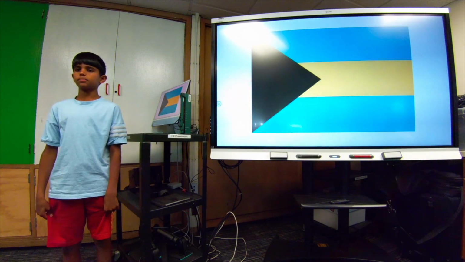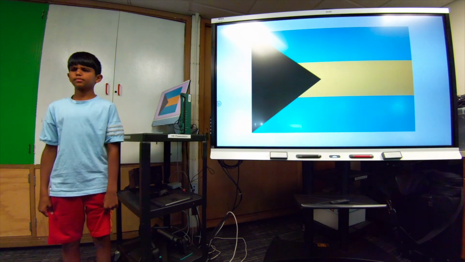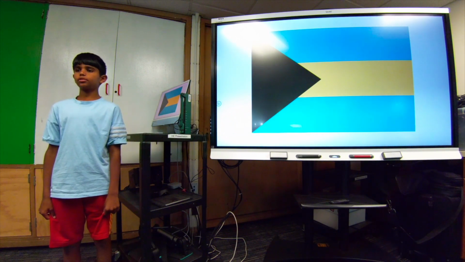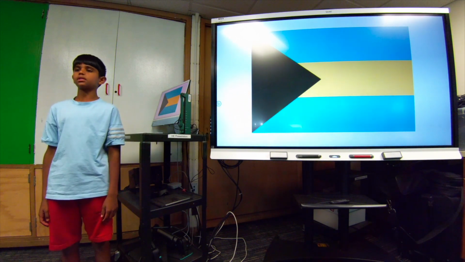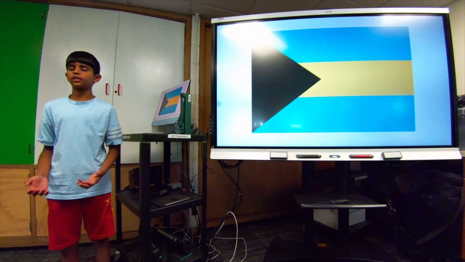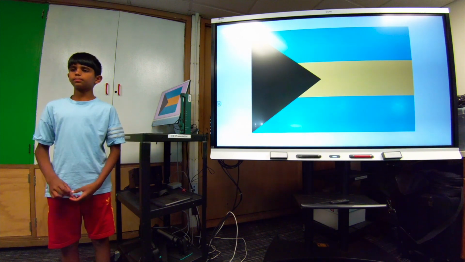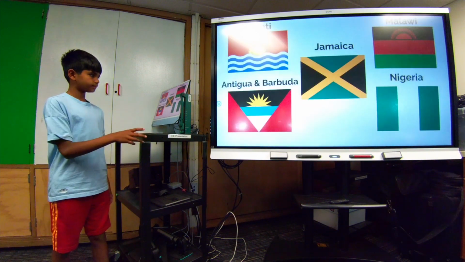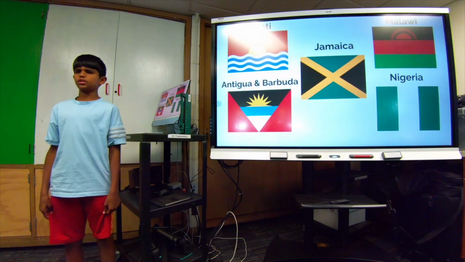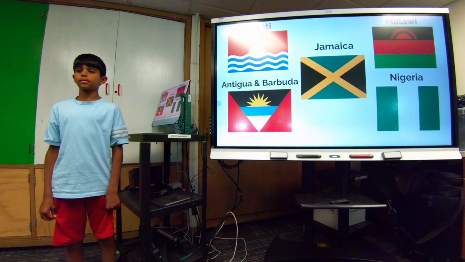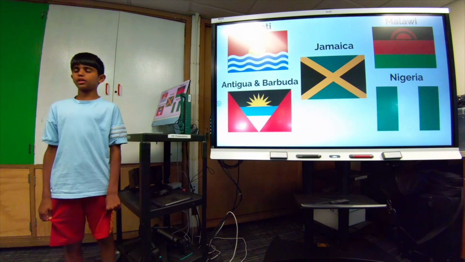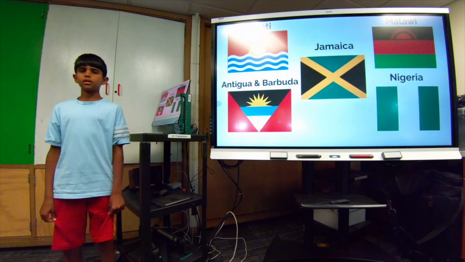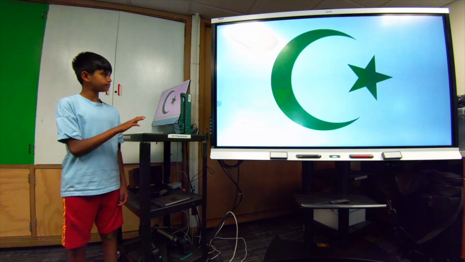An example like the Bahamas is a good one. The flag of the Bahamas consists of three colors, blue, yellow, and black, and they all mean something. Blue represents the fresh ocean water, yellow represents the sand, and the black pennant represents the people. There are many other examples of this throughout many nations' flags, like the flags of Antigua and Barbuda, Kiribati, Jamaica, Malawi, and Nigeria.